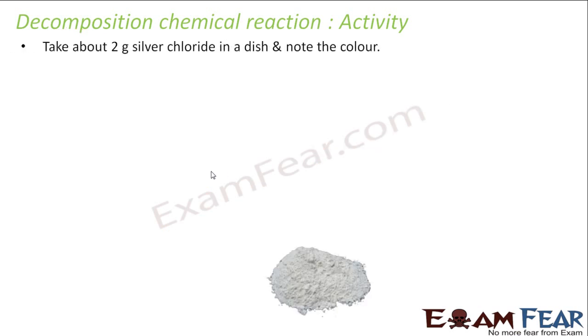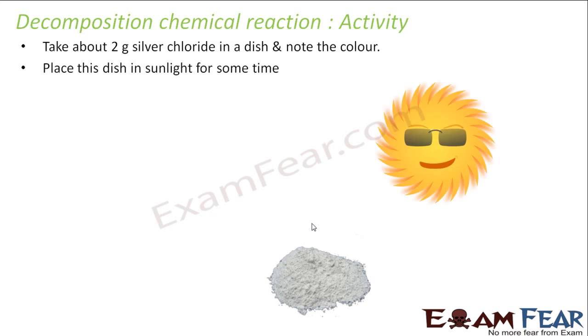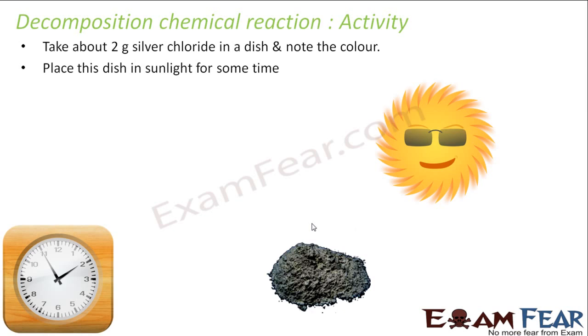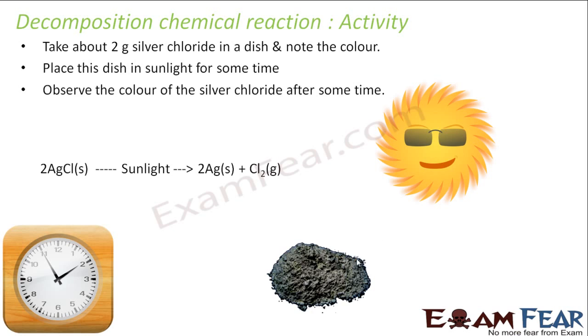We'll take one more activity. We take 2 grams of silver chloride. This is silver chloride, and we'll note the color. We'll put this in the sun for some time. We'll have a stopwatch, and maybe after 1 hour we see that the color changes. It was white, it became gray, right? So let's see the color changes.